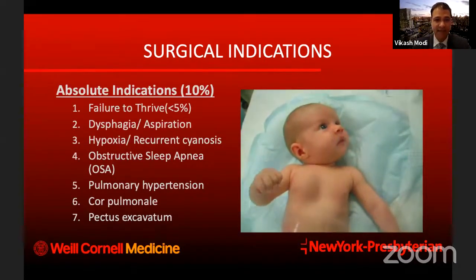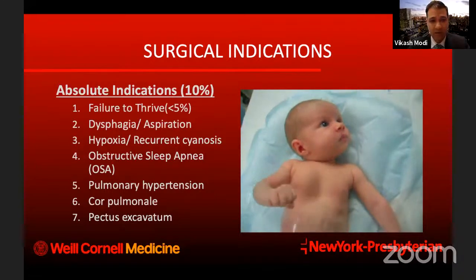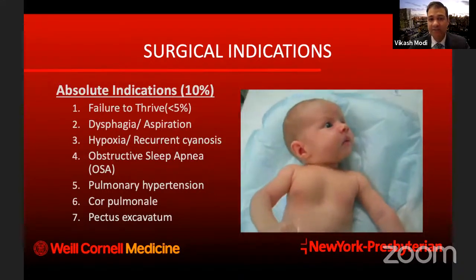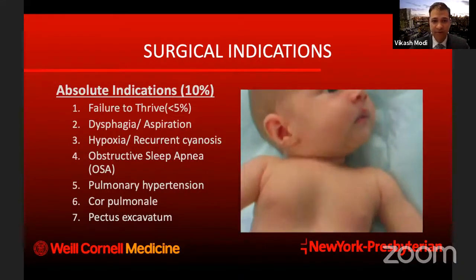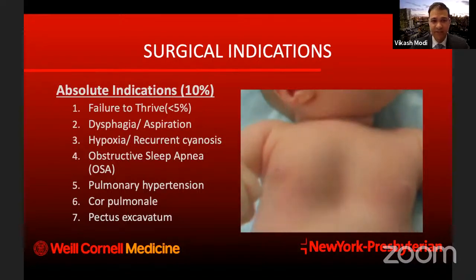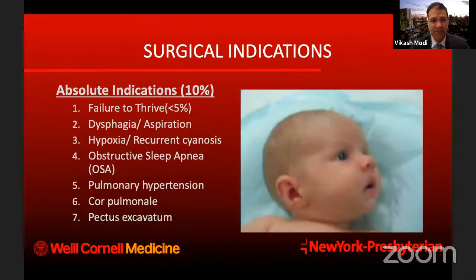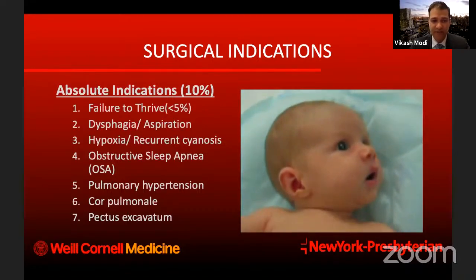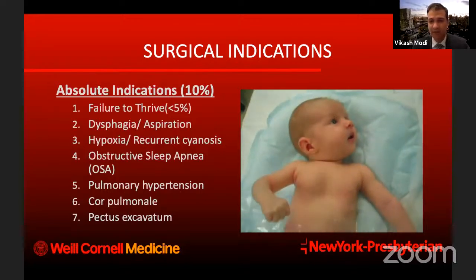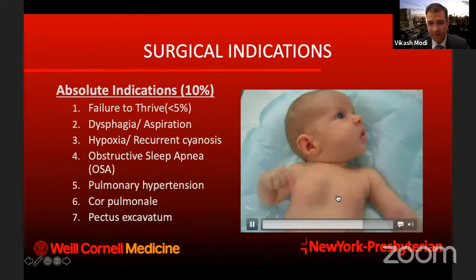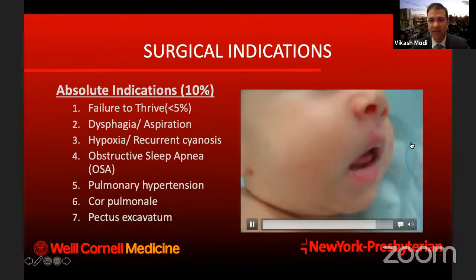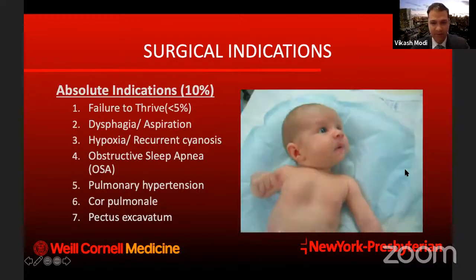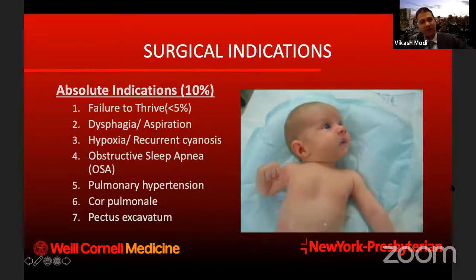Now, that being said, 10% of these kids do go on to need surgery. The indications for surgery are failure to thrive, dysphagia, aspiration, hypoxia, recurrent cyanosis, obstructive sleep apnea, pulmonary hypertension, cor pulmonale, and pectus. Notice this child: very cachectic, very skinny, the chest is caving in, nasal flaring, rapid respiratory rate, and this child started at the 50th percentile and went down to the 5th percentile despite medical management.